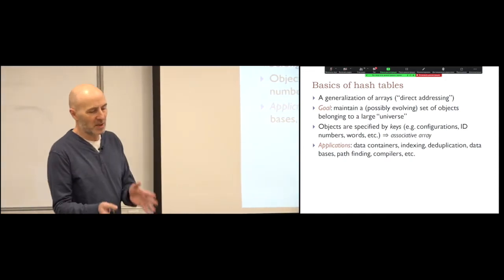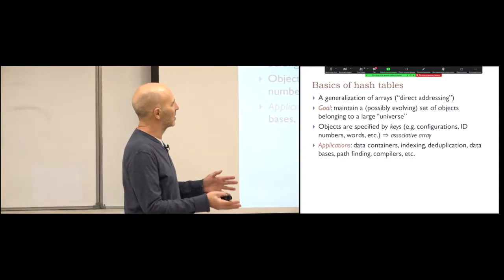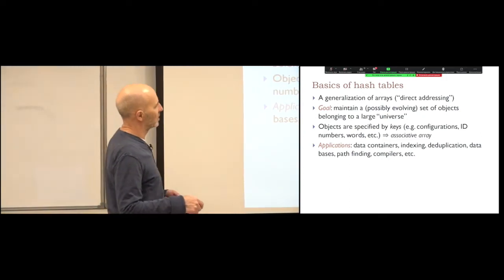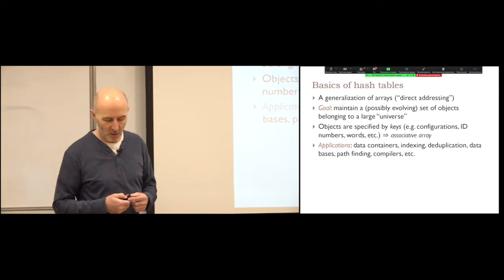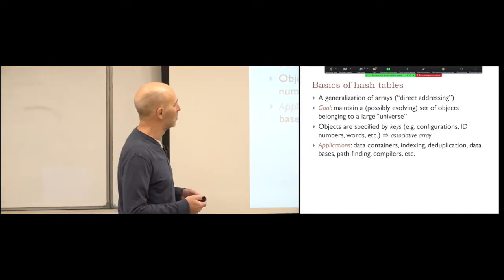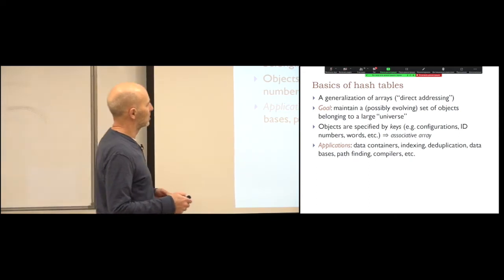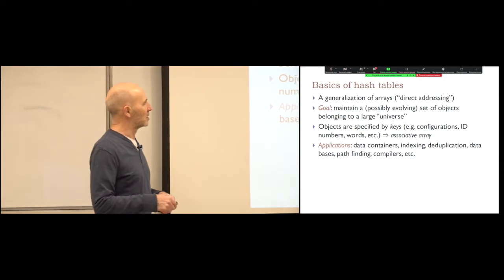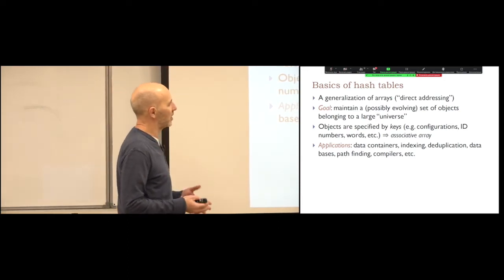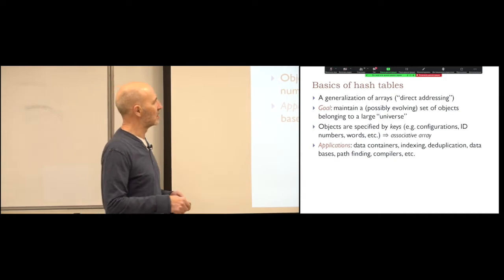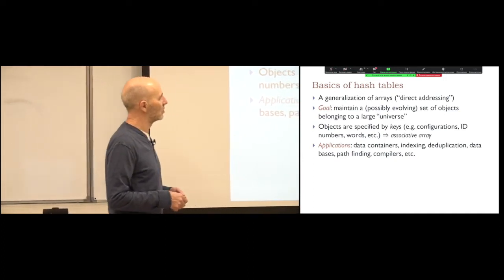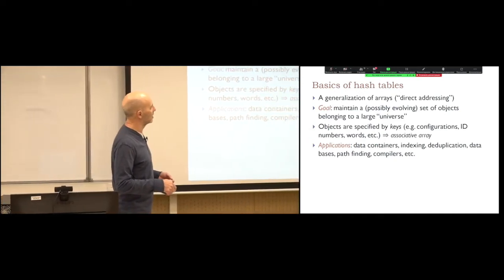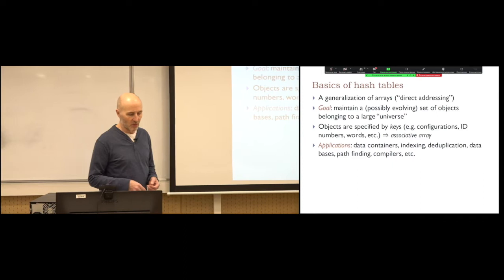It means that objects are specified by some keys. Sometimes keys are objects themselves. Sometimes keys are just identifiers of objects. Therefore, to address the object, we address it through its key. Hash tables have numerous applications. They can play the role of an index. They are data containers, as already said. They are often used for deduplication.